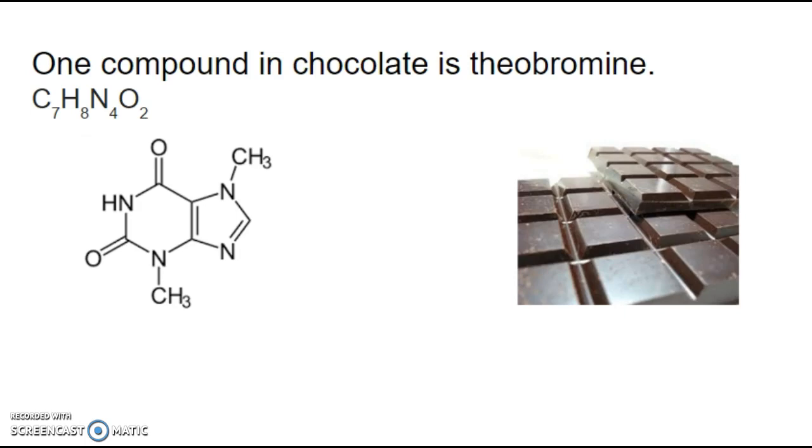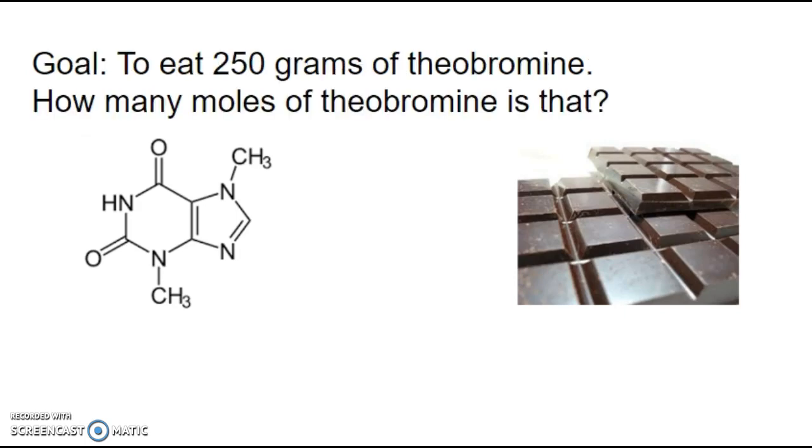So let's do a little bit of stoichiometry today. So our goal is to eat 250 grams of theobromine. So if we're eating 250 grams of theobromine, that means that we're eating more grams of chocolate. So we're eating a lot of chocolate. We're eating more than 250 grams of chocolate. But I want to know how many moles of theobromine we'll be eating when we eat that much chocolate.